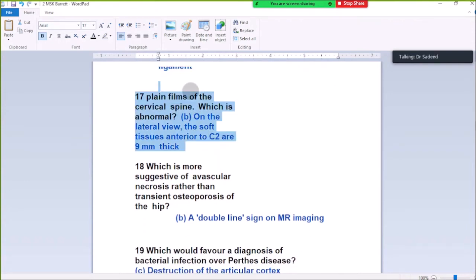17. Plain film of the cervical spine. Which is abnormal on the lateral view? Soft tissue anterior to C2 that is 9 mm thick is abnormal.